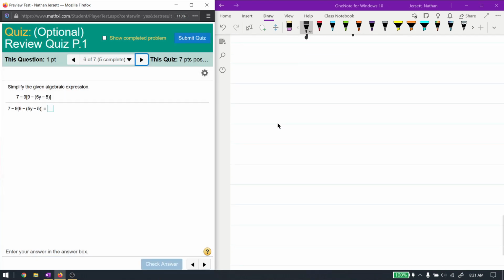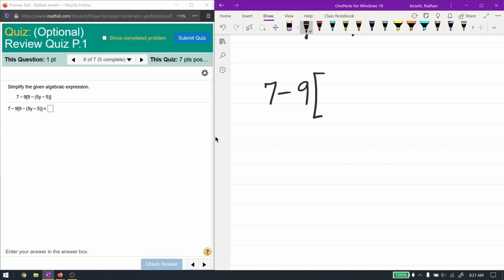All right, simplify the given algebraic expression. 7 minus 9. And then we're using brackets here just to clarify what we're talking about. They have the exact same meaning as parentheses. So don't get confused about that.